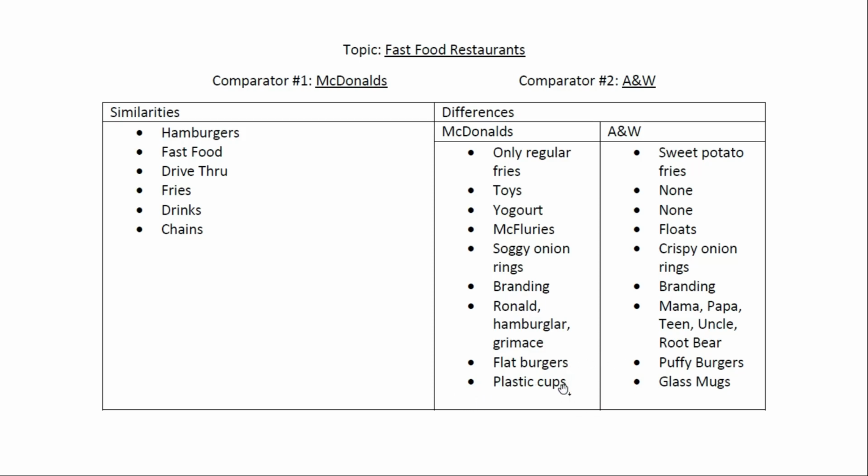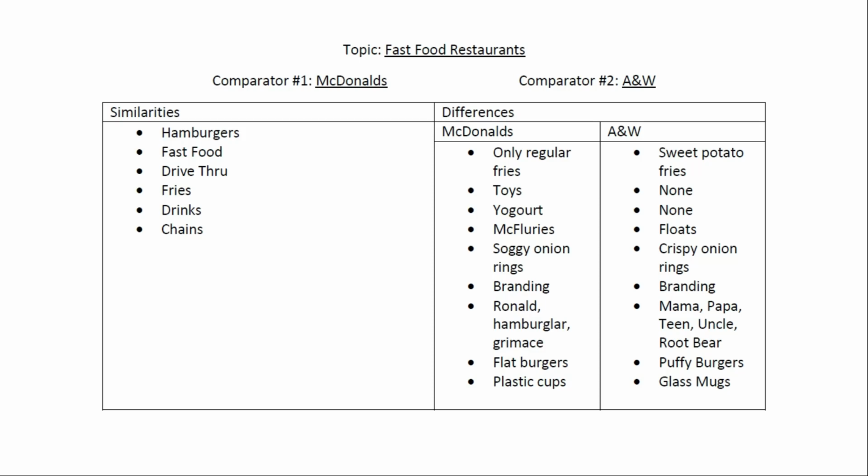And finally, we talked about the cups that you can get stuff in. So when you go to McDonald's, everything's in a plastic cup, or actually, I think they're paper disposable cups as well. And you can get those at A&W, but you can also get glass mugs, and they're frosted mugs. They're kept in the freezer so that when you pour the drinks into them, it keeps the drinks cool, and you don't need to use any ice. So those are the differences that we made, and those are the similarities that we made. So this is brainstorming that we did together.